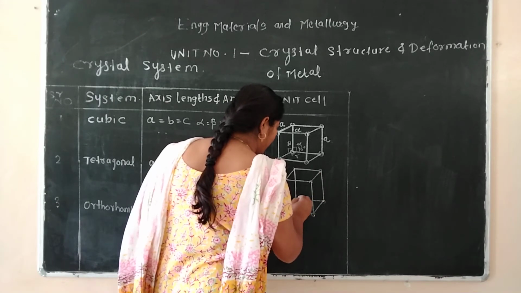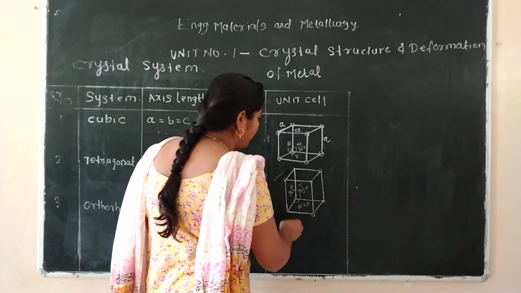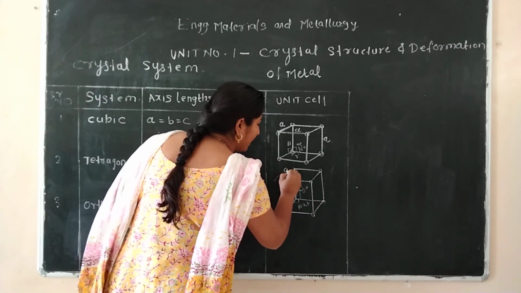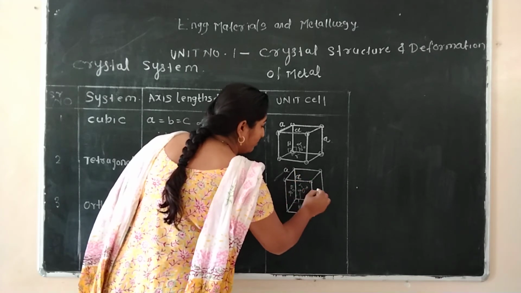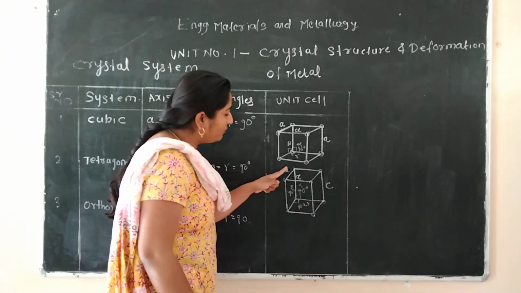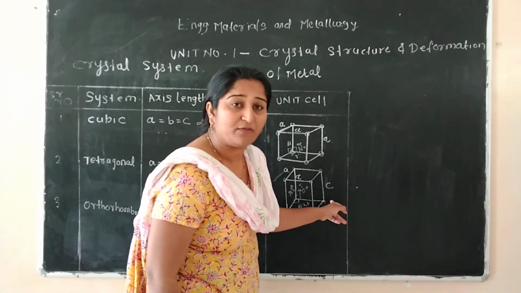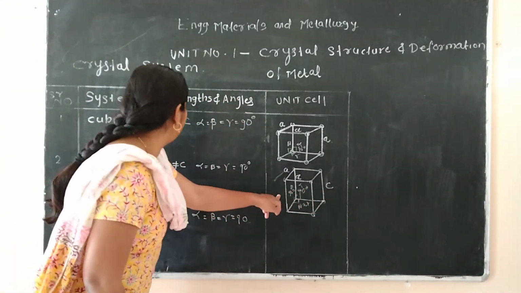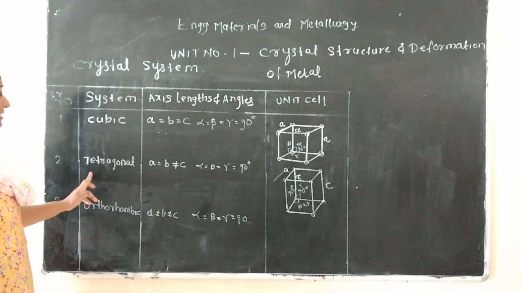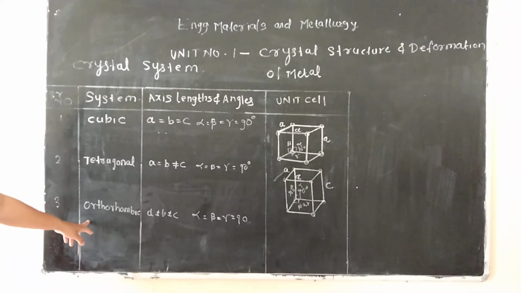The angles are the same, that is 90 degrees, 90 degrees and 90 degrees. That means alpha, beta and gamma are the same. But what is the difference? a is equal to b but not equal to c. So length and width are the same, a, but the height is c. This type of crystal system or unit cell is called the tetragonal crystal system. Right?